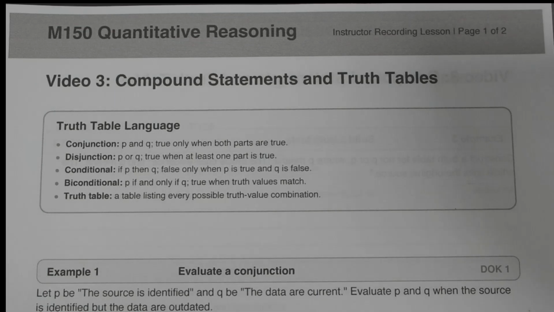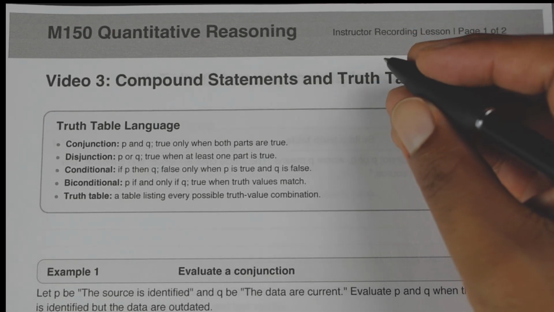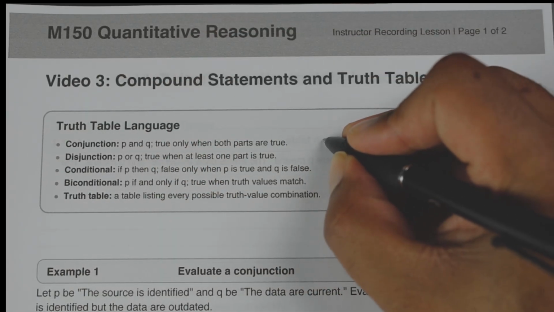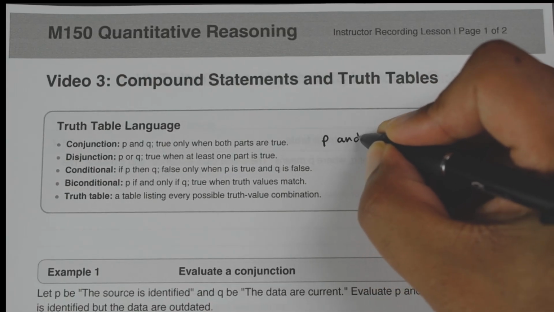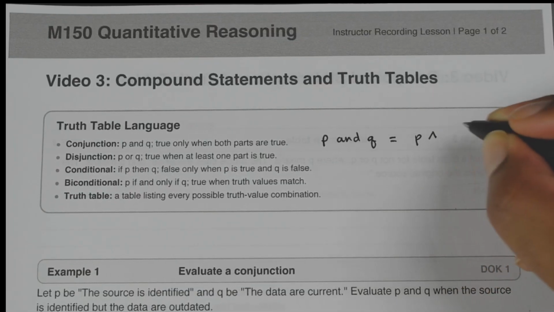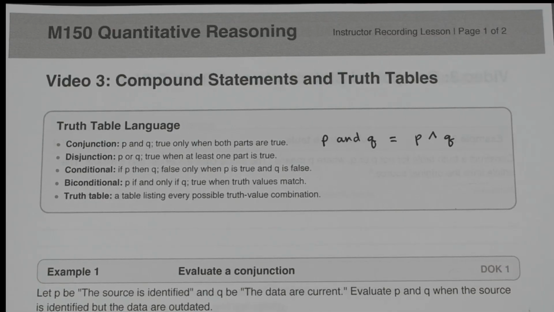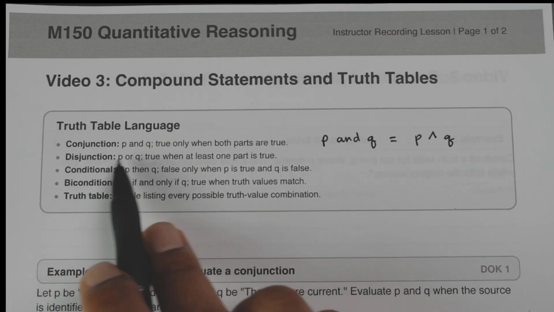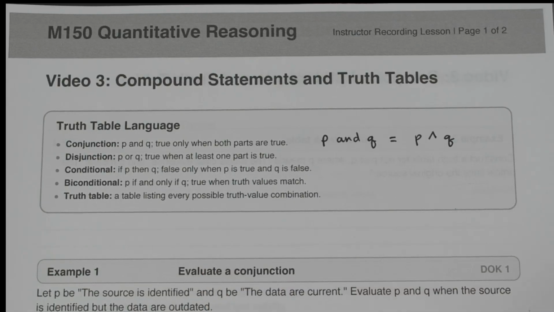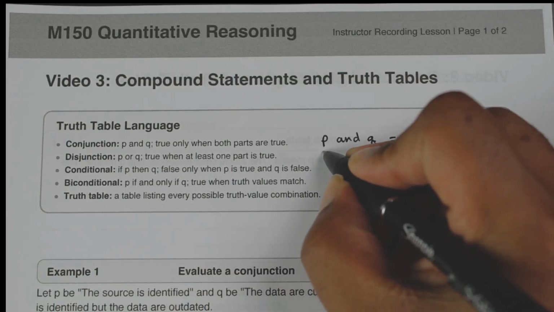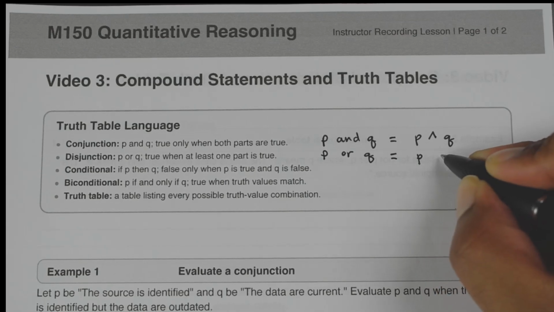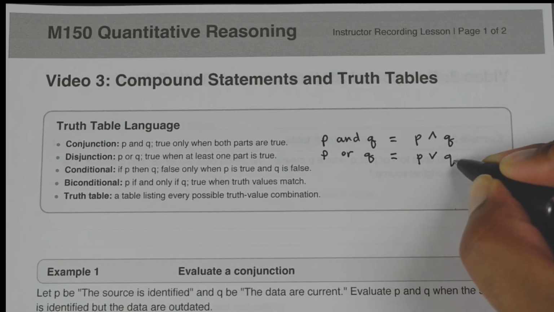So the four operators that we're going to use are, first, conjunction. When you use conjunction, you want to look for P and Q. That essentially means the same thing. Disjunction, or the usage of "or," is true when at least one part is true. So a disjunction would be P or Q. Also, the symbolism would be P or Q.